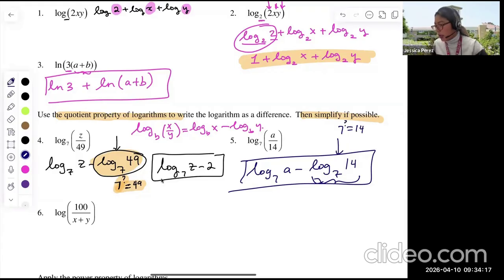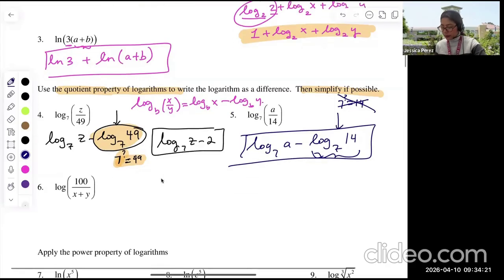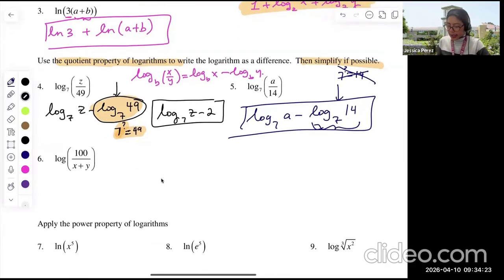7 to the power of what? There doesn't exist anything. You don't simplify that. And last but not least, let's look at number 6.